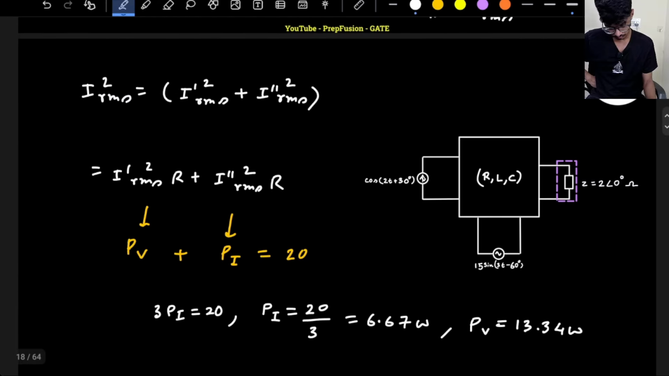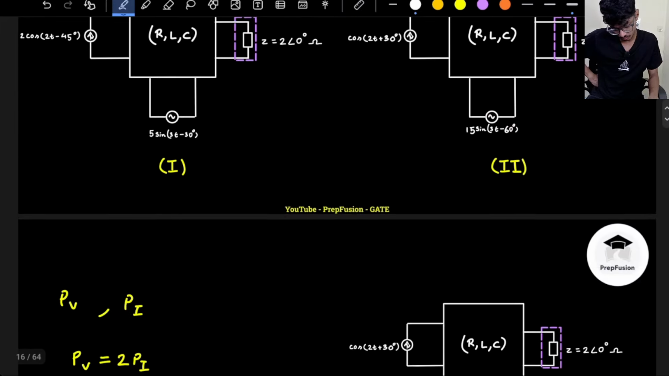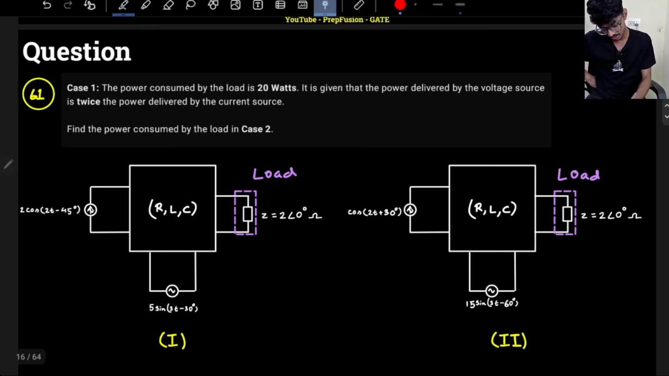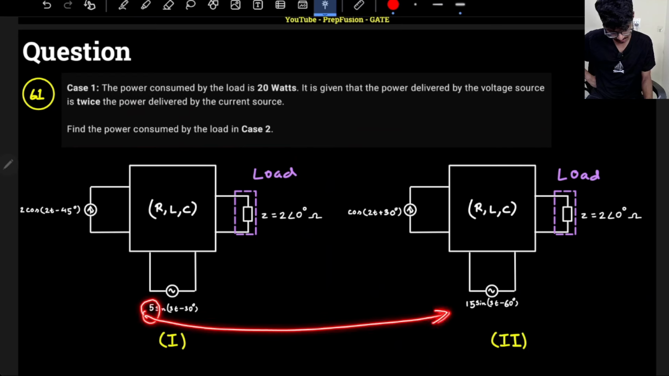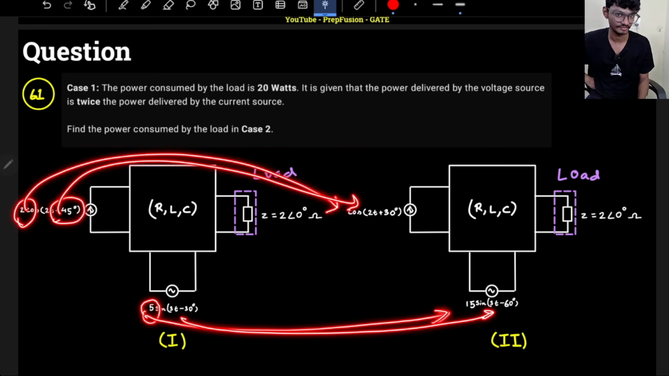Now what we can comment is that yeah, PV PI we have got. So what next they are asking? They are asking the power consumed in the case 2. So in the case 2, if I observe the voltage signal, the magnitude has changed by thrice and there is a phase lag of 30 degrees, and here as well the magnitude has been halved and there is a phase lead of plus 75 degrees.